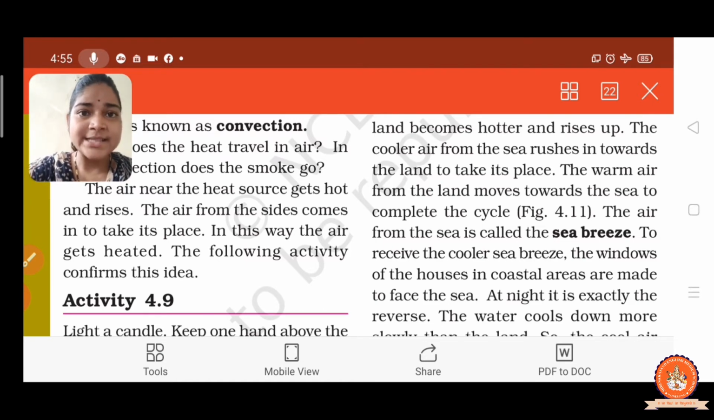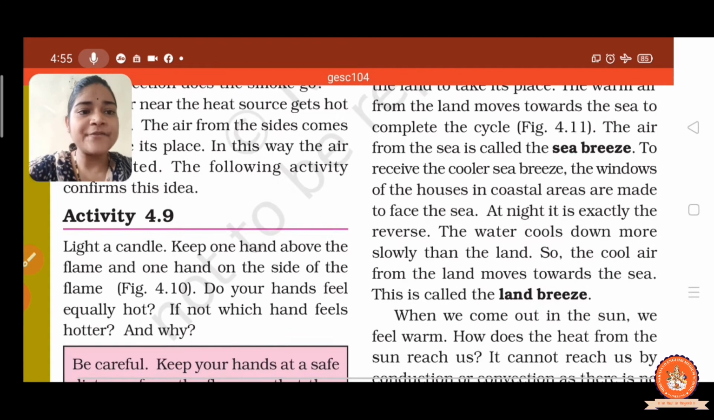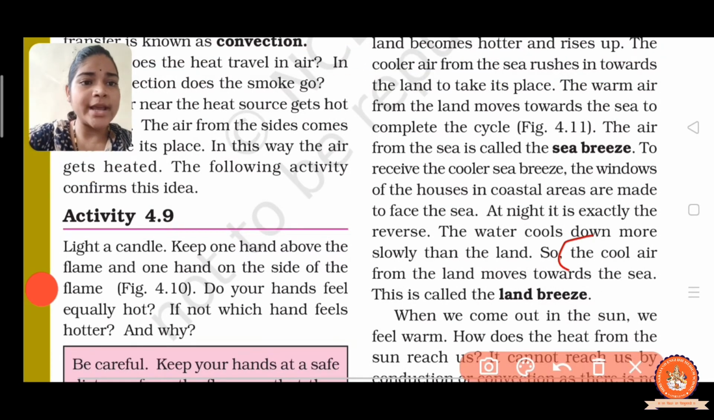Now the land breeze is the opposite process to the sea breeze. Now what is the definition of land breeze? Here it is given that the cool air from the land moves towards the sea. This is called land breeze. That means the wind blowing from the land towards the sea is called land breeze.